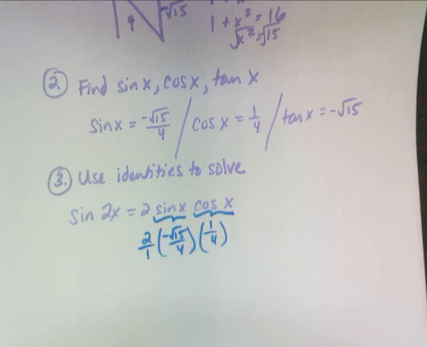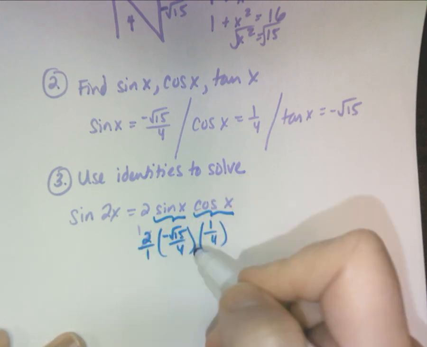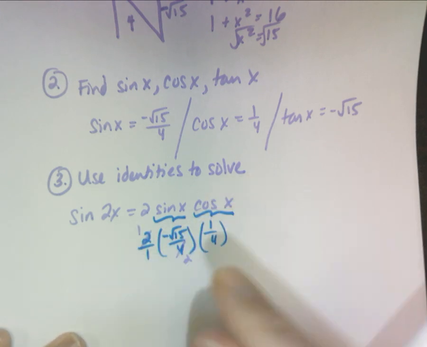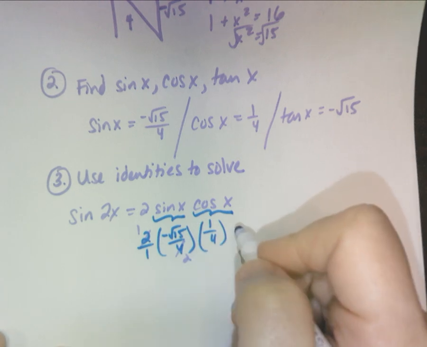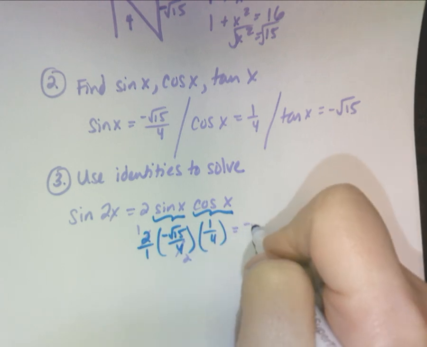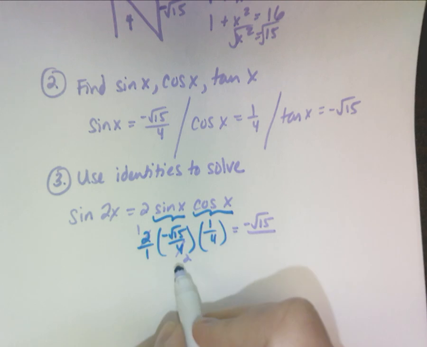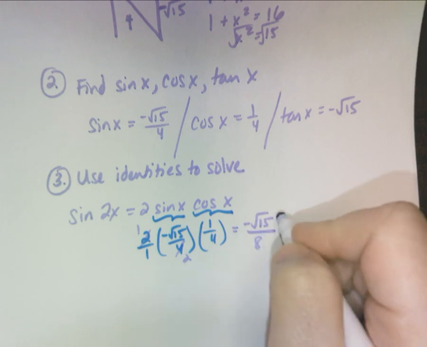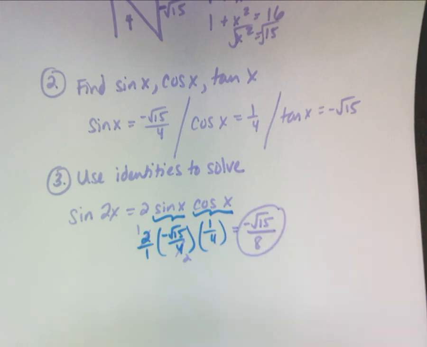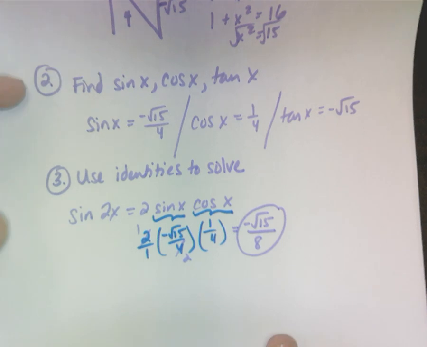So now, multiply across, or if you can cross cancel, do so. You can actually cross cancel that part right there, and then multiply across. So this would be negative root 15 over 2 times 4, which is 8. This is the exact value of sine of 2x given cosine x was 1/4. We didn't even need to know what the angle was. That was the exact value.